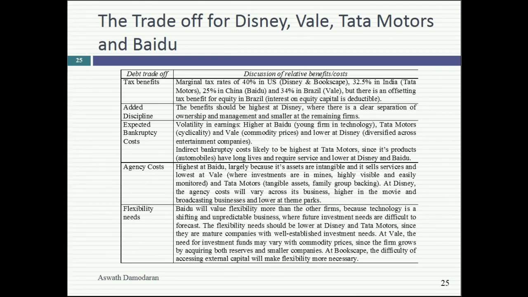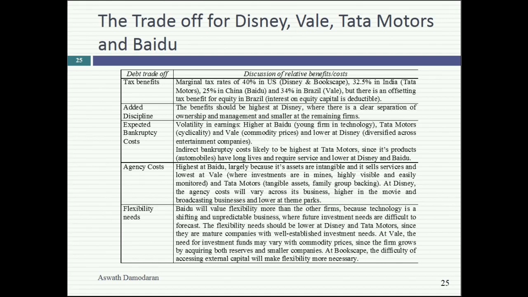One thing to note about Vale, it's a Brazilian company which has a 34% tax rate. But Brazil also has this quirk in the tax code where if you have equity, you're actually allowed a tax deduction for equity. It's called interest on capital. You're actually allowed to take your book equity, multiply by a rate the government sets. What it effectively does is reduce the tax benefit of debt. So holding all else constant, I would expect Brazilian companies to borrow less than another company in another country with a 34% tax rate. So from a tax benefit perspective, Disney and Bookscape should borrow the most.